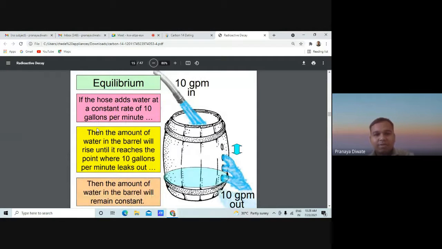Then you have equilibrium. If the hose adds water at a constant rate of 10 gallons per minute, then the amount of water in the barrel will rise until it reaches the point where 10 gallons per minute leaks out. So what is equilibrium? If you have a beaker, I will explain what equilibrium exactly means.